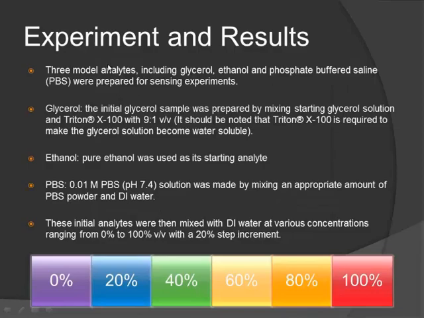Okay, for the analyte models that we use in this study, we use three types of chemical. The first one is glycerol, which we prepare by mixing with Triton X in the ratio of 9 to 1, because we want this glycerol to become water-soluble glycerol. The next sample is ethanol. We use pure ethanol as the initial sample, and the last sample is PBS, or phosphate buffered saline. That's the most common buffer used in biosensing applications. These analytes are mixed with DI water by binary mixing at various concentrations from 0% to 100% with a 20% step increment.